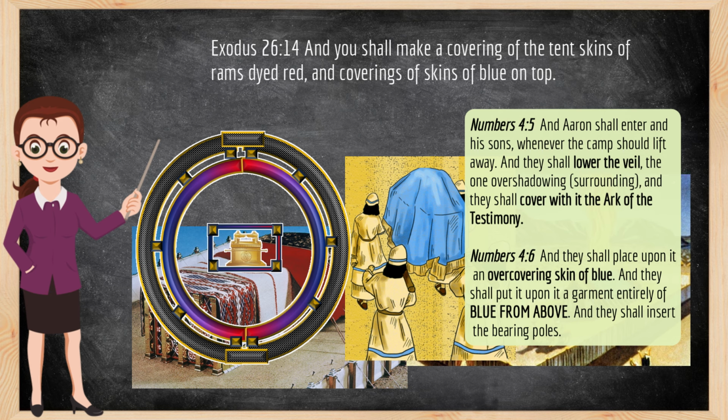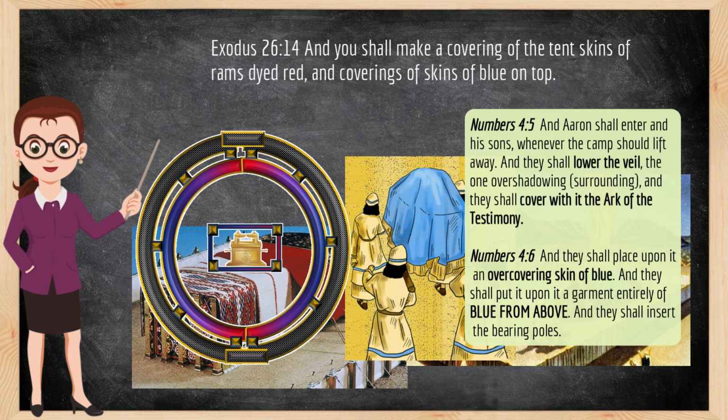Numbers 4:5. And Aaron shall enter, and his sons, whenever the camp should lift away, and they shall lower the veil, the one overshadowing or surrounding, and they shall cover with it the ark of the testimony. Verse 6. And they shall place upon it an overcovering skin of blue, and they shall put upon it a garment entirely of blue from above. So right there, we're being told this blue is the blue that is above the ark. And they shall insert the bearing poles.